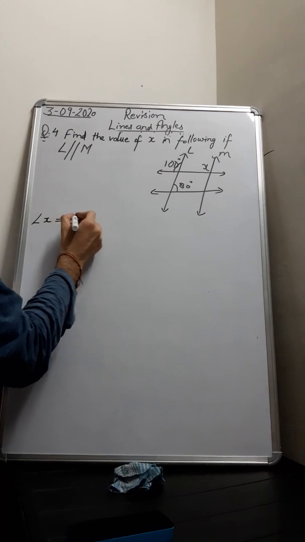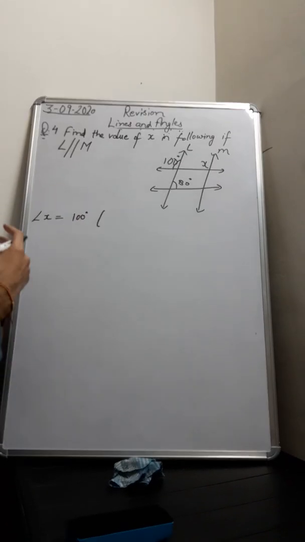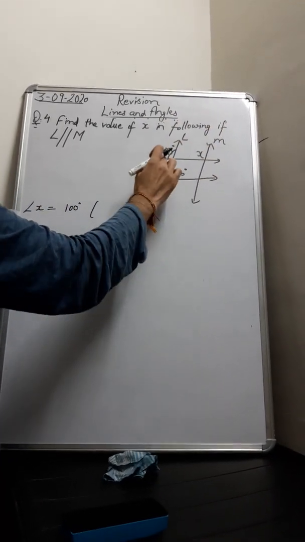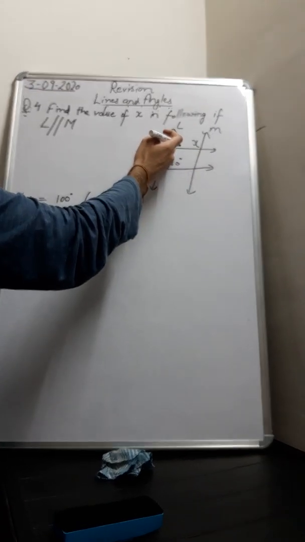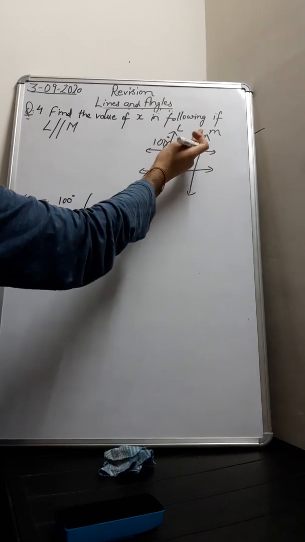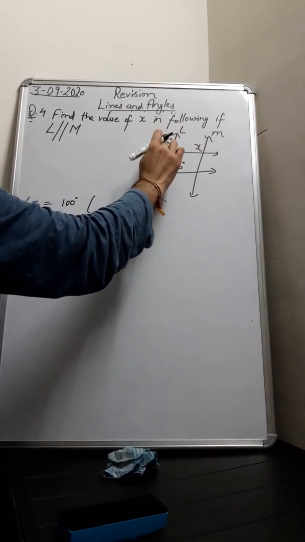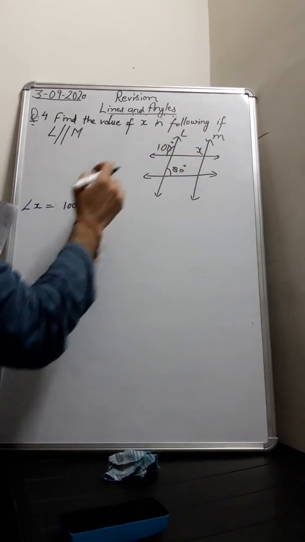x will be equal to 100 degree. Why? Because this line is parallel to this line, and both 100 degree and x degree are lying above a line. So this is also above a line, this is also above a line, and both of them are lying on the same side of a transversal.